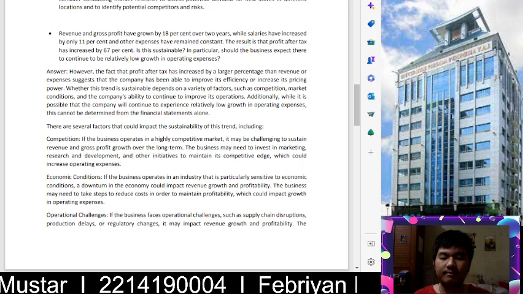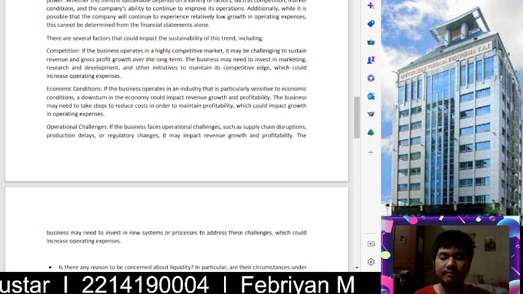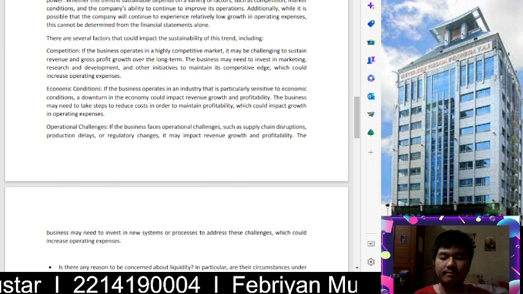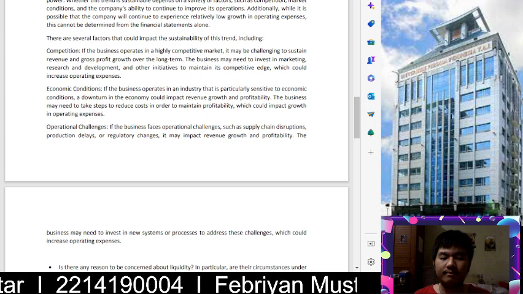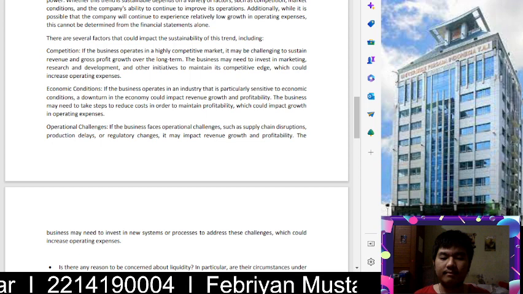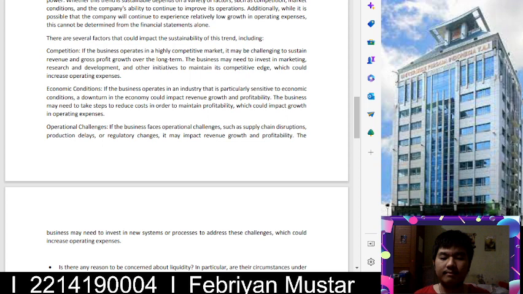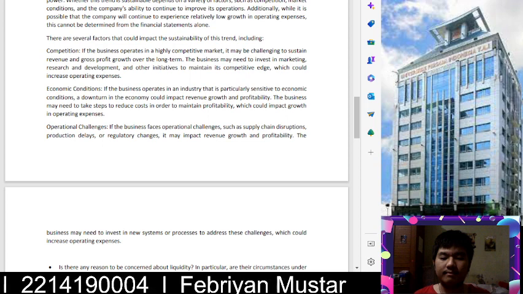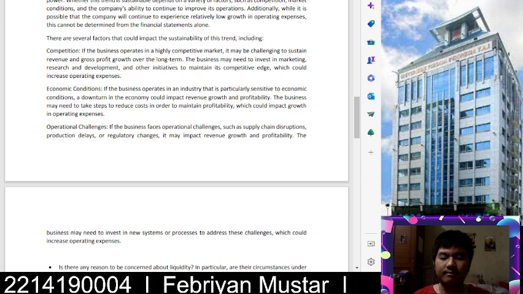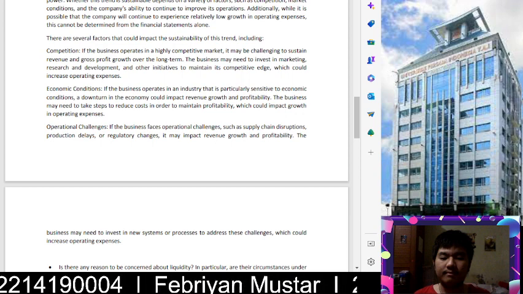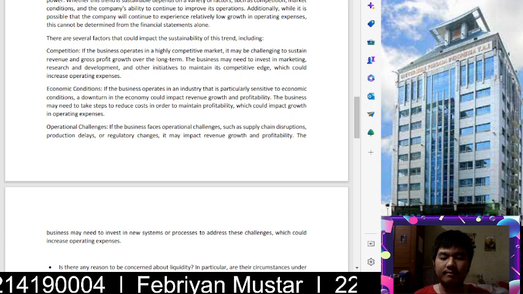Two, economic conditions. If the business operates in an industry that is particularly sensitive to economic conditions, a downturn in the economy could impact revenue growth and profitability. The business may need to take steps to reduce costs in order to maintain profitability, which could impact growth in operating expenses.